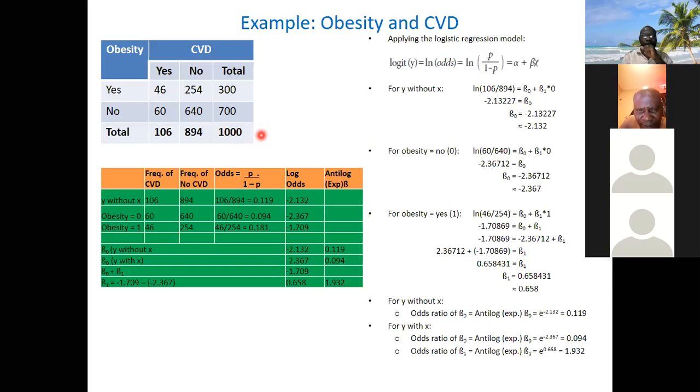So if you look at it from that angle, you understand this table now. You will see that 46 people among those 300 that are obese have cardiovascular disease, while the remaining 254 do not. 60 among the 700 who are not obese have cardiovascular disease, while the remaining 640 do not.